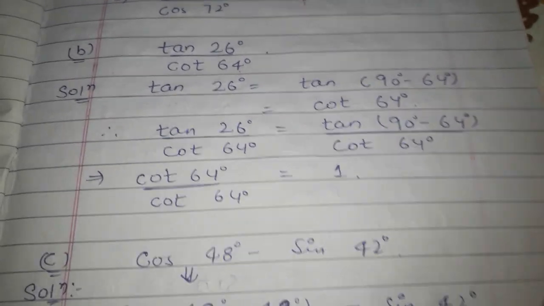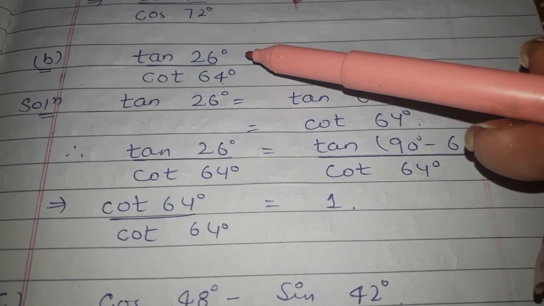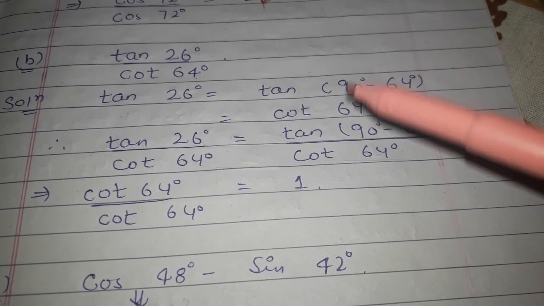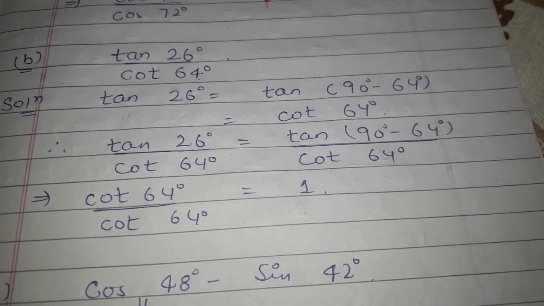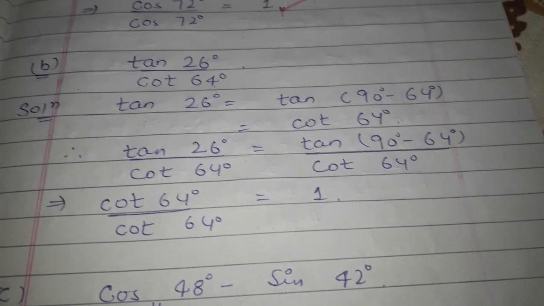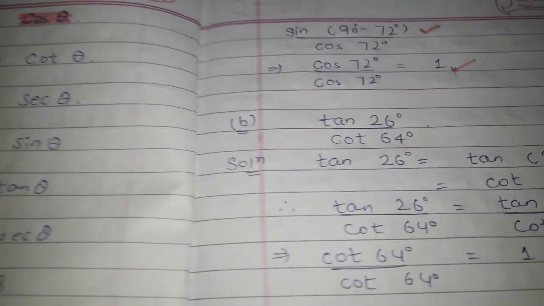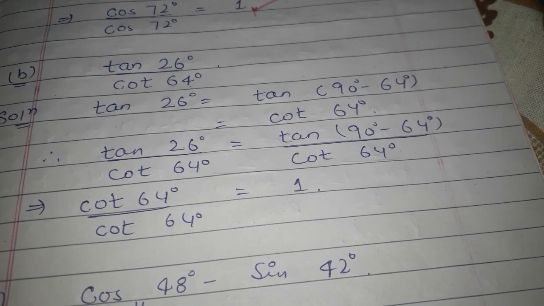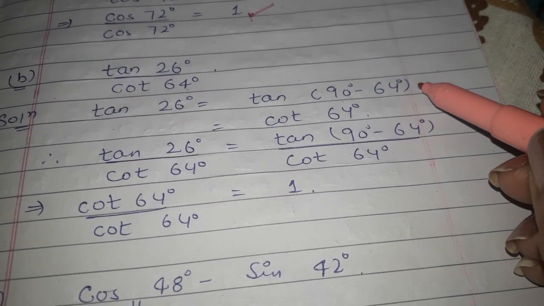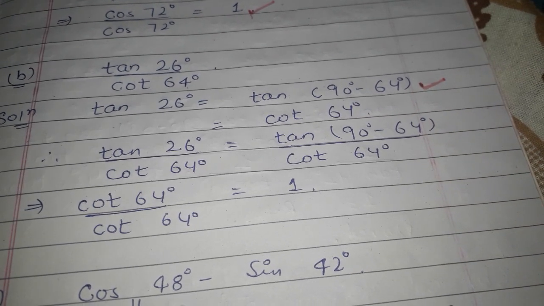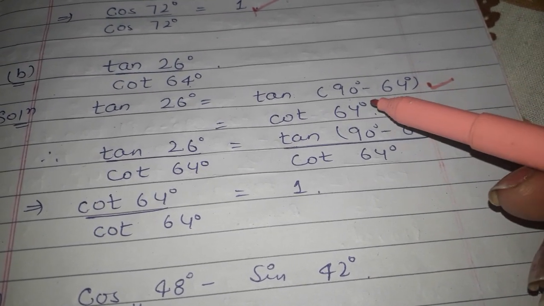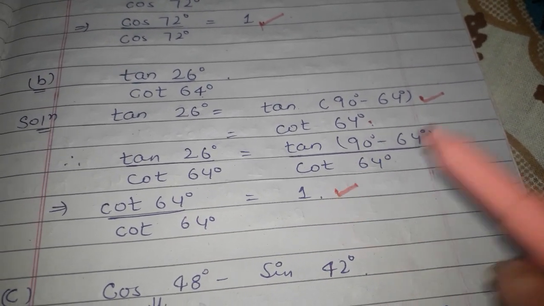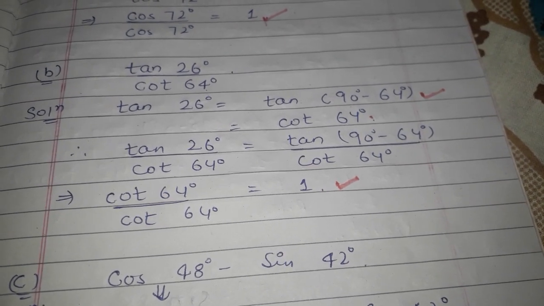Now the B part of the first question is tan 26 degrees upon cot 64 degrees. It is based on the same line. We have to convert tan or cot into their respective trigonometric ratio according to these formulas. So I am converting tan to cot. Tan 26 degrees can be written as tan(90 degrees minus 64 degrees), because that will be equal to 26 degrees. Tan(90 degrees minus theta) is cot theta, then cot 64 upon cot 64 is equal to 1. I hope you will get it.